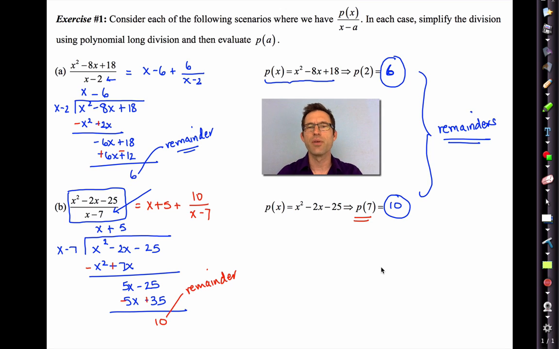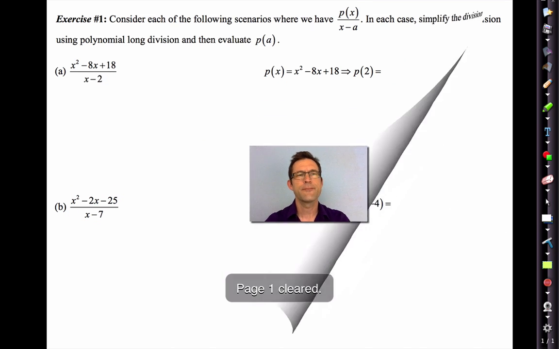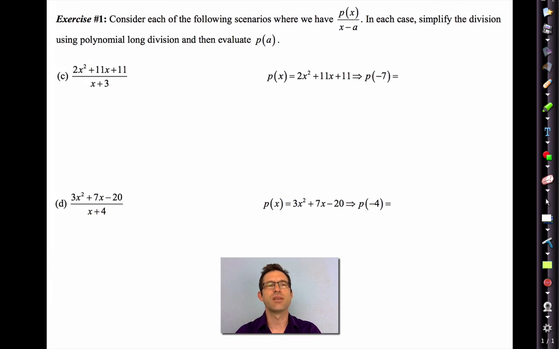Let's do a couple that are a bit different. Pause the video now and think about this. All right, I'm going to clear out the text. Let's take a look at letter C. All right, no big deal. There's a little bit of a typo here. It may not be a typo on your worksheet. Hopefully it's not. This should say p of negative 3.